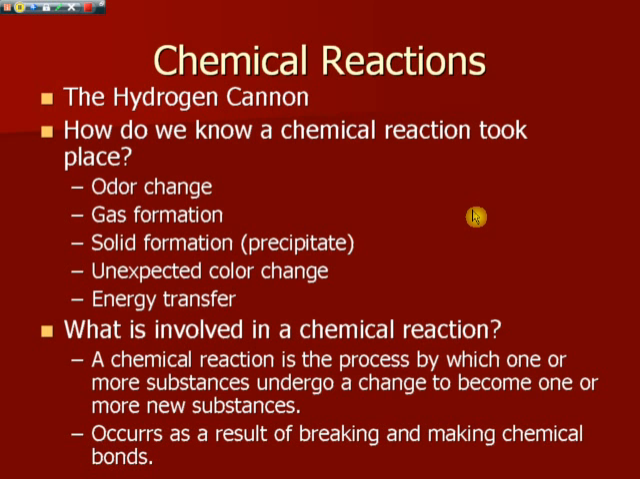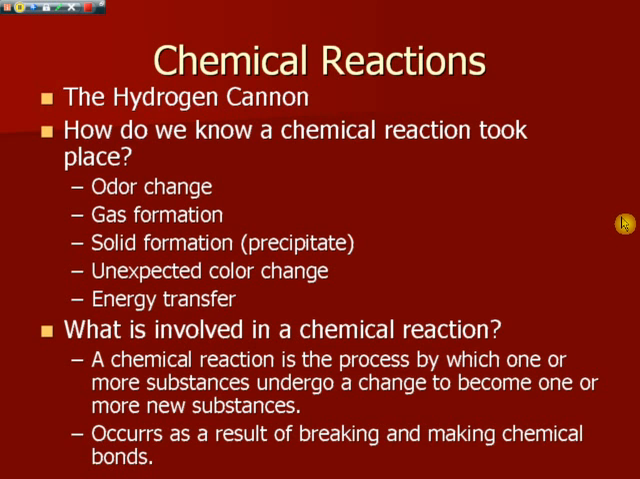Now, a chemical reaction, again, is the process by which one or more substances undergo a change to become one or more new substances. And what's really important is that these new substances have completely different properties than the original substances. To give you an example of this, we can take wood and combine that with oxygen, and if we provide enough heat in the form of a fire, then we can change that into something new. The ash that's left over from a piece of wood burning is significantly different than the wood that it started out as.